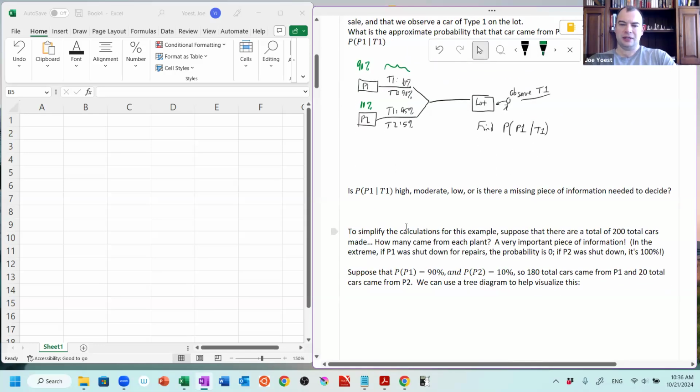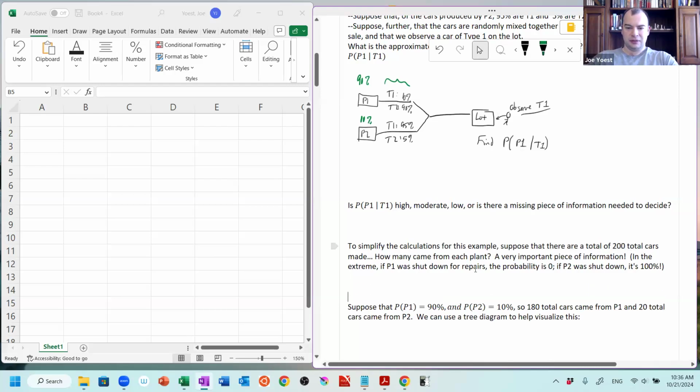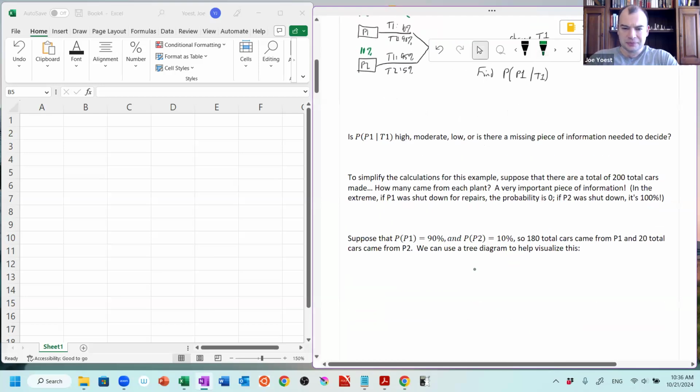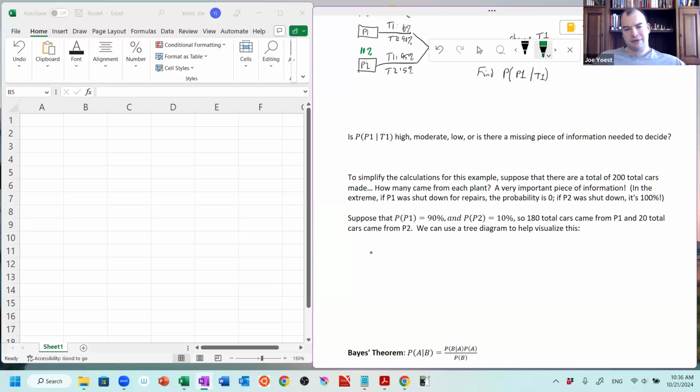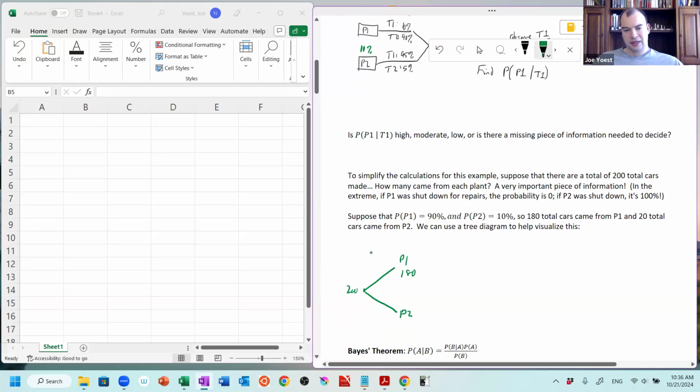So let's take a look at this. Instead of using probabilities, let's use actual numbers of cars. Suppose there are a total of 200 cars that are made, total between plants one and two. Well, then on average, we would have, of those 200 cars, 90% of them, or 180 cars, would have come from plant one, and 10%, or 20 cars, from plant two.